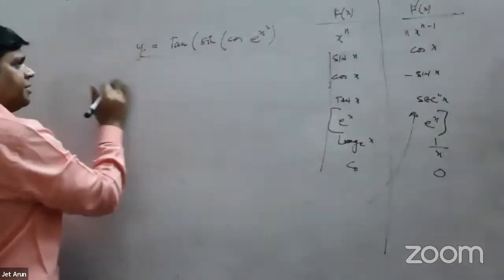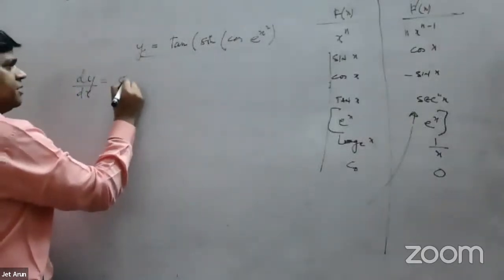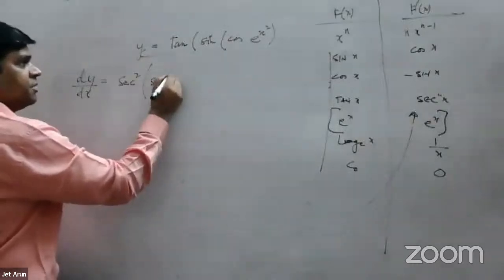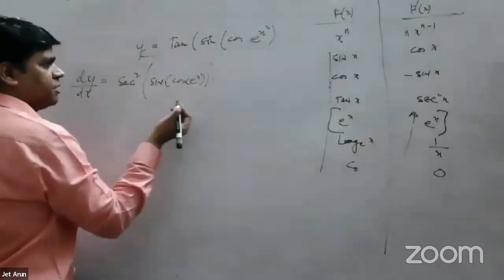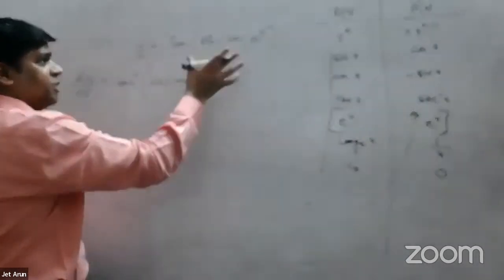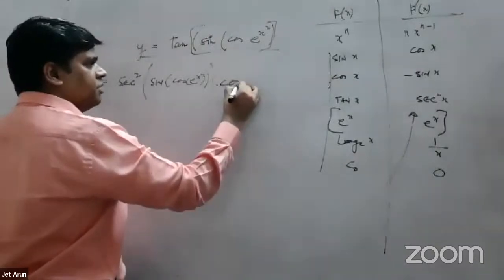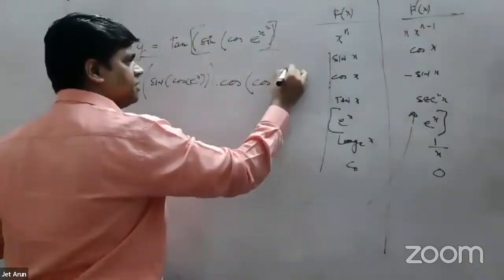All right. Derivative of tan. Secant square x. Excellent. So I'll write secant square, everything as it is. Sine, cos, e power x square. Next, I go to the inner function. What is my inner function? This is my inner function. What is the derivative of that? Cos. Excellent. Cos, everything as it is.